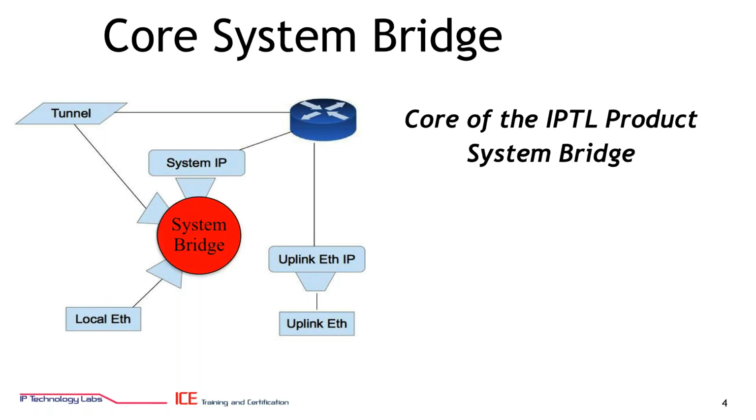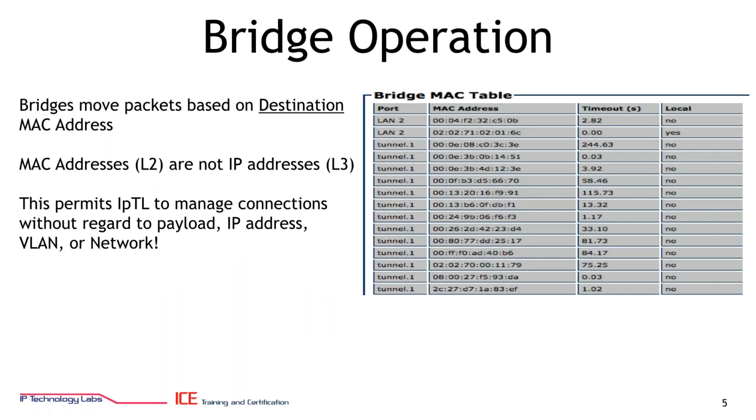The core of all IpTL devices is the system bridge. So all of the nomenclature within the device, if we talk about attach, we're talking about attaching to the system bridge. If we discuss detached, we're talking about being detached from the system bridge. Same thing with IP filtering. When we talk about an input interface, we're talking about data coming into the system bridge. When we're talking about an output interface, we're talking about data leaving or going out of the system bridge.